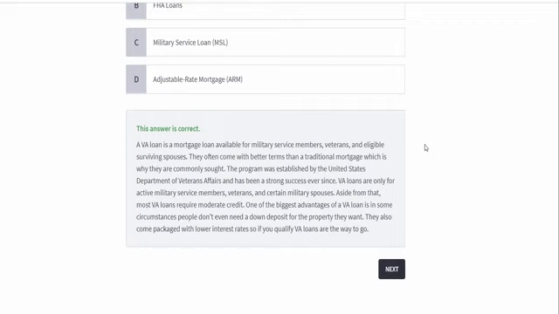VA loans are only for active military service members, veterans, and certain military spouses. Aside from that, most military loans require moderate credit. Now, one of the biggest advantages of a VA loan is that in some circumstances, people don't even need to make a down payment for the property that they want. They also come packaged with lower interest rates as well. So if you qualify for VA loans, they're the way to go.